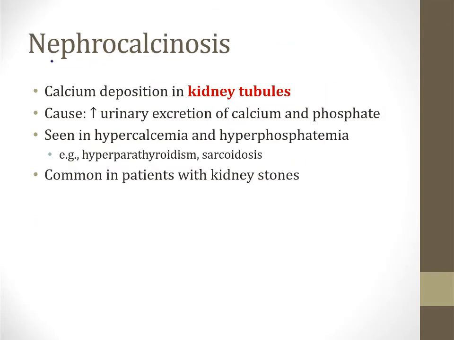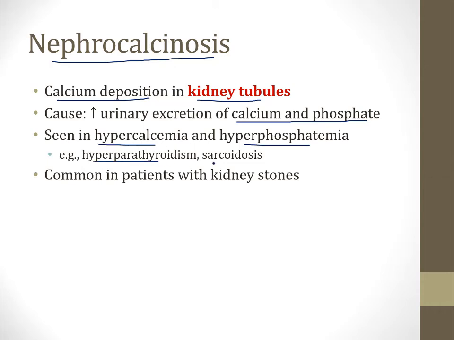Another clinical example is nephrocalcinosis, and as the name implies, this condition involves calcium deposition in the tubules of the kidneys. This is caused by high urinary excretion of calcium and phosphate, which favors the deposition of calcium in cells of the kidney tubules. This is seen in patients who have hypercalcemia and hyperphosphatemia, for example, patients with hyperparathyroidism or sarcoidosis. Most of these patients will also have kidney stones because anytime you have lots of calcium and phosphate in the urine, that leads to kidney stones. But in addition to kidney stones, these patients can develop nephrocalcinosis.